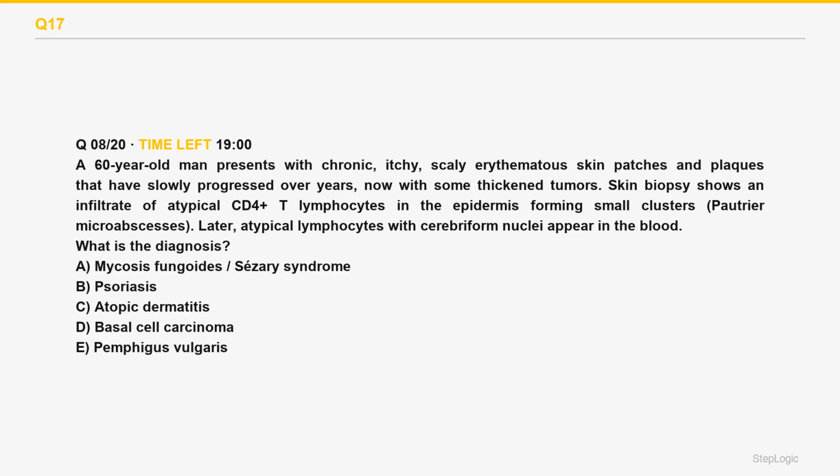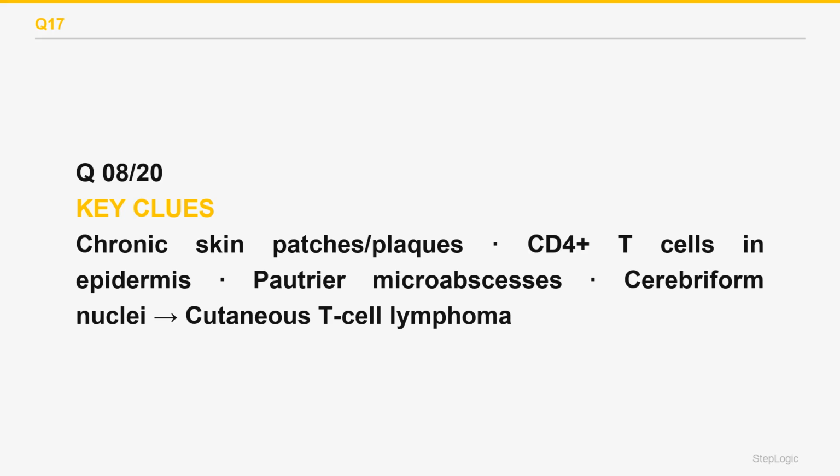Read the command. Diagnosis: chronic scaly patches, plaques, tumors, CD4 T cells in epidermis, Pautrier microabscesses, cerebriform cells in blood, mycosis fungoides, Sézary syndrome. This is mycosis fungoides, a cutaneous T-cell lymphoma, a malignancy of mature CD4-positive helper T lymphocytes that home to the skin.